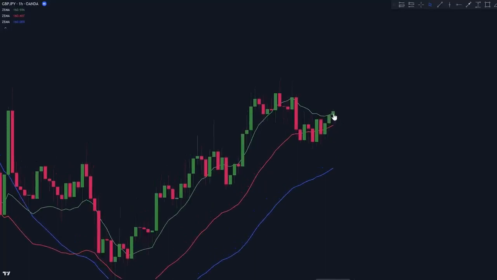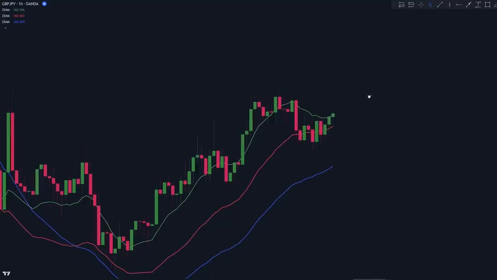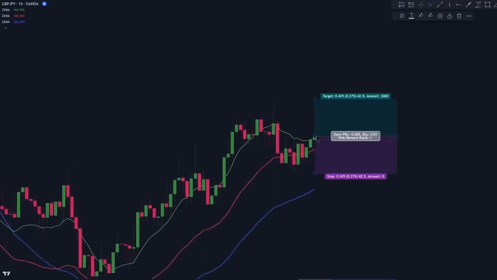For short trades, we're just going to reverse all the conditions. First, we want to make sure that these lines are spread further apart like this, with a blue one at the top, the red one in the center, and the green one at the bottom. This indicates a strong bearish trend.